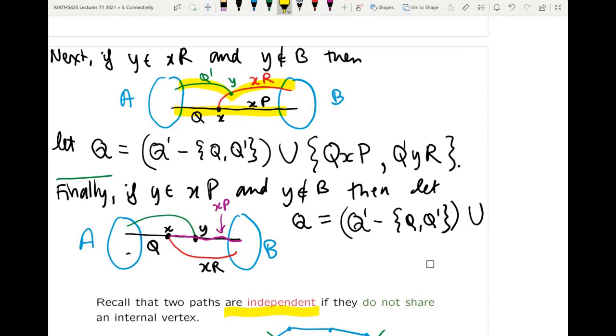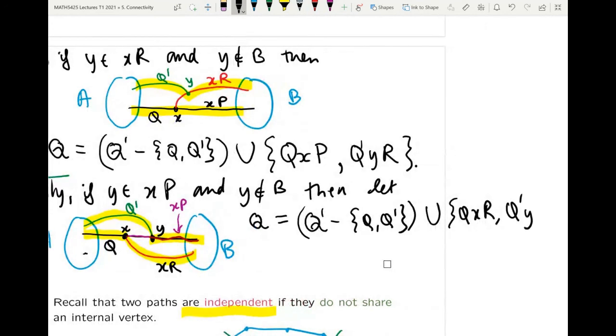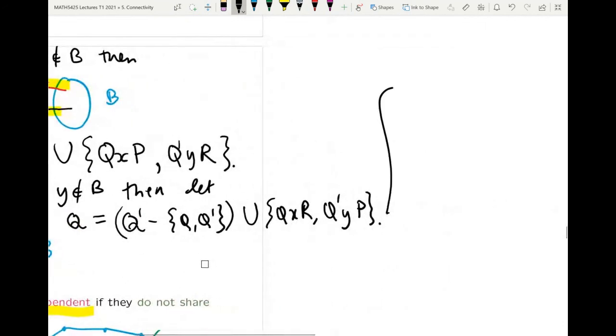Yeah. So this time you go along Q to X, and then you go down along R, and Q primed, which was the green, I didn't label it, from Y, and then P. So this was Q primed, and that's what you do. So it is Q, X, R, comma, Q primed, Y, P. Okay, Q, X, R, yep, that's correct. And then I'm just going to say a few words to end this off, and I'll do that over here.